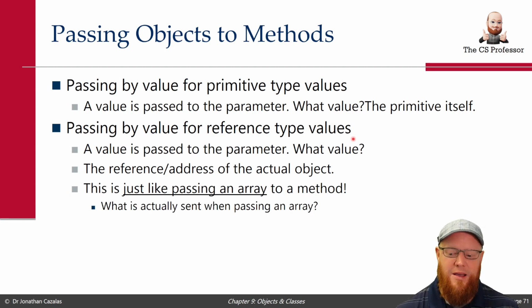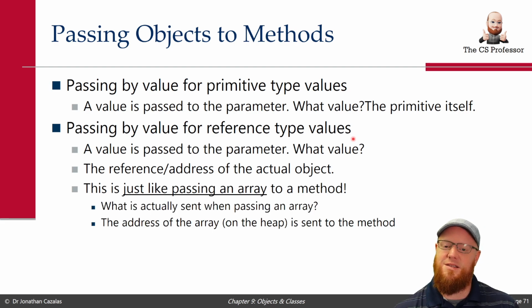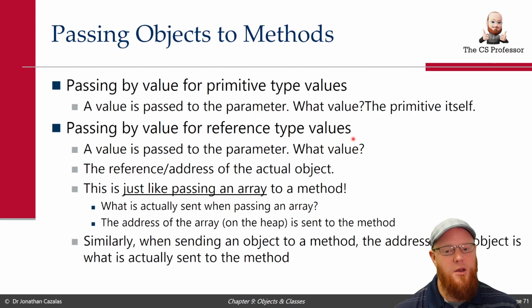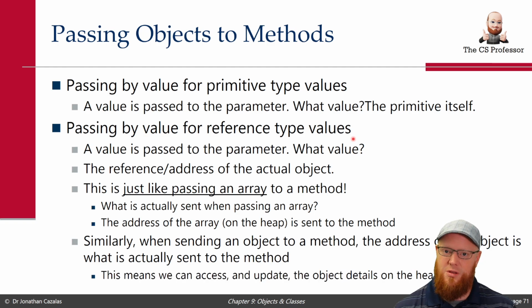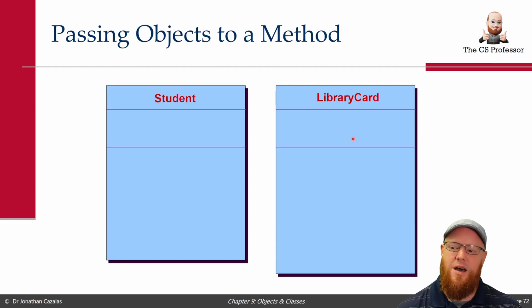So just like when we pass an array, what is sent is an address of that array in memory on the heap. Well, in that same way, similarly, when sending an object to a method, the address of that object is what is actually sent to the method. The value proposition in understanding that is that we can access and update the details of that object because that object is stored on the heap. So any changes that we make from within a method to an object persist outside of that method.